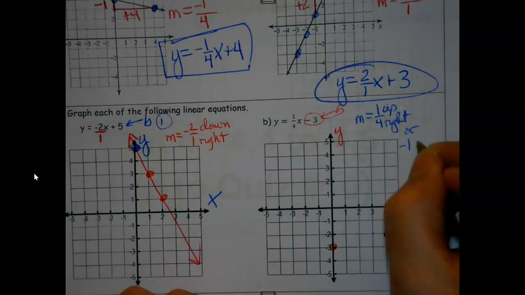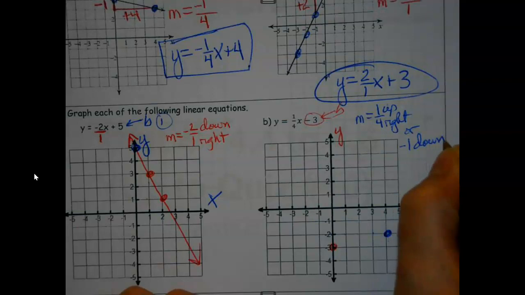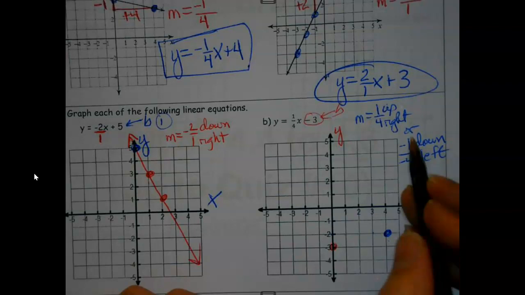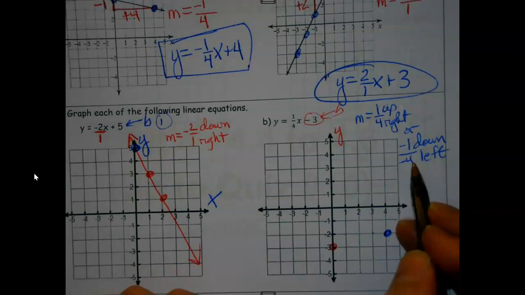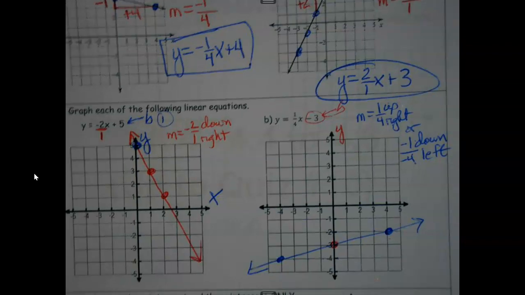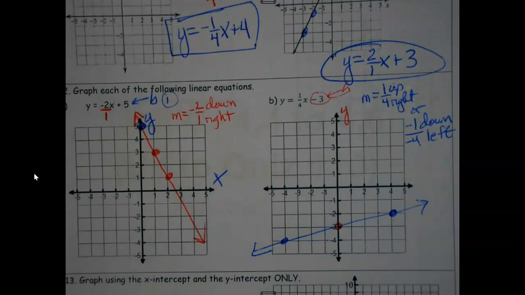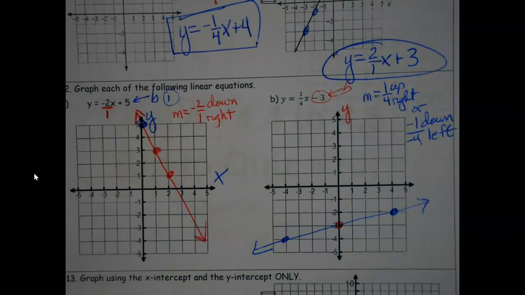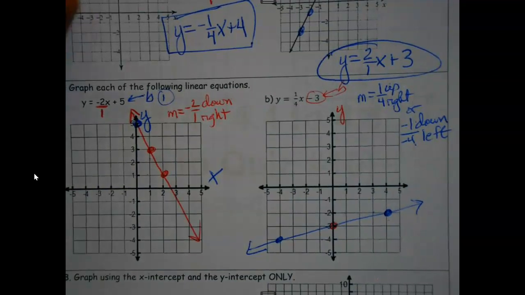So you could do 1 down and 4 left, because negative divided by negative is positive. Down 1. Left 4. And get my line in. So again, just a little slope review, kind of seeing how things work there.